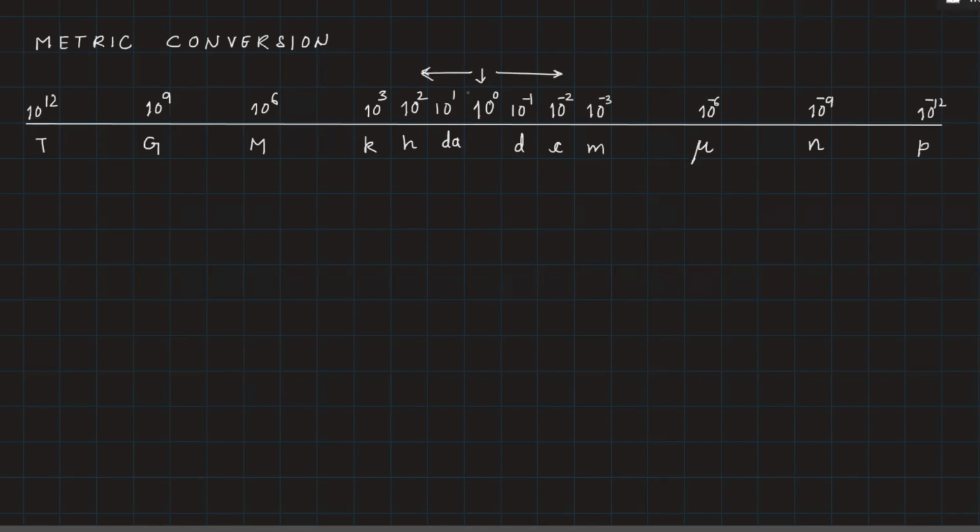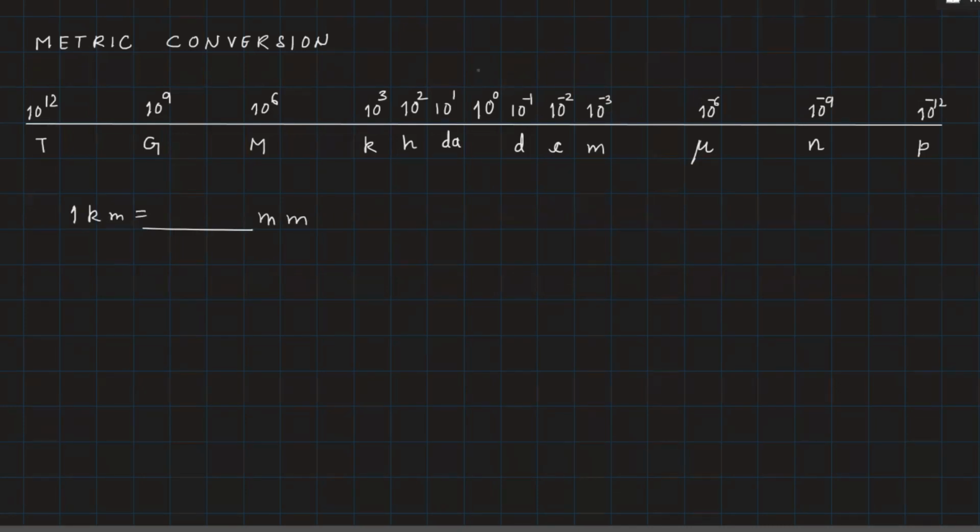The higher powers of 10 are deca, hecto, kilo, mega, giga, and tera. For the lower ones, we have deci, centi, milli, micro, nano, and pico. So these are the higher powers of 10 to the left side and the lower powers of 10 to the right side. We'll take one example: if you want to convert 1 kilometer into millimeters, what answer does it give?